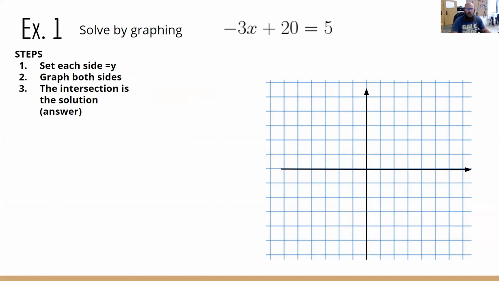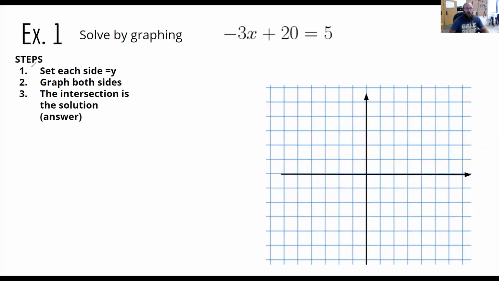We are going to be solving this equation by graphing. So first step, which I listed over here, is to set each side equal to y. Let's do purple. Left side, negative 3x plus 20, is going to be equal to y. Awesome. And then we're going to do that same thing with the other one. Let's have it be green. And the other side is 5. We're going to set that equal to y.